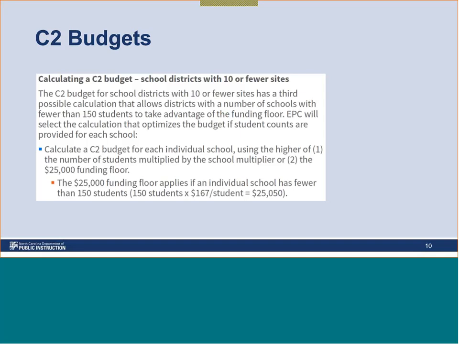So you can calculate your C2 budget for each individual school using the higher of either the number of students multiplied by the school multiplier, $167, or the $25,000 funding floor. In the example listed here, if your school has fewer than 150 students, you would use the $25,000 because, as you can see, 150 students times $167 per student comes out to $25,050.